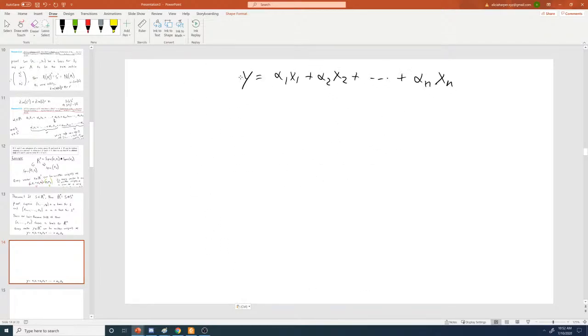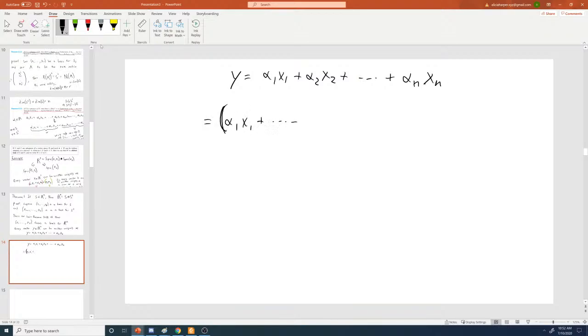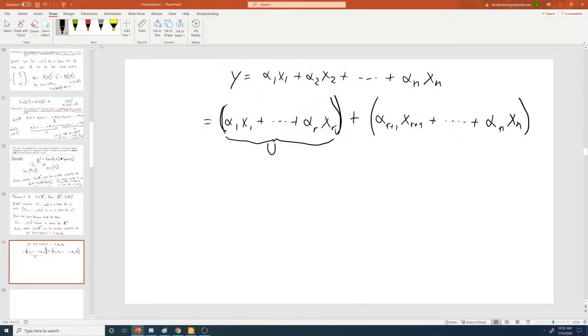And let's note that we can understand this big sum as having two subsums. One sum is alpha 1 x1 plus and so on, up to alpha r xr, and then plus alpha r plus 1 xr plus 1 plus and so on, up to alpha n xn. Here, the first gives us an element u. This gives us an element v. And u lies in S, v lies in the orthogonal complement of S, and u and v are uniquely determined.